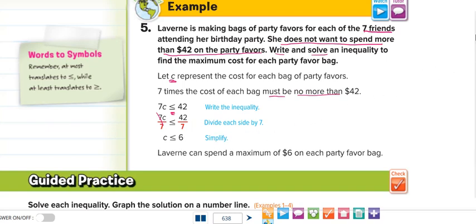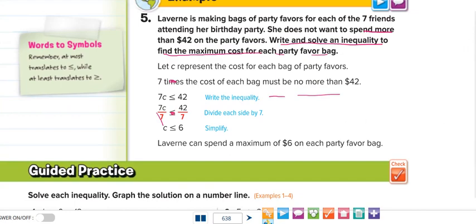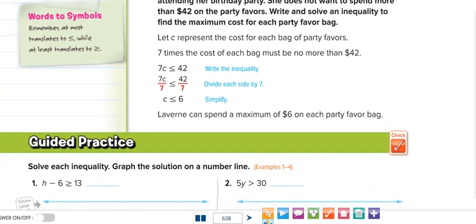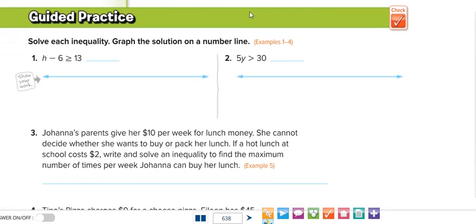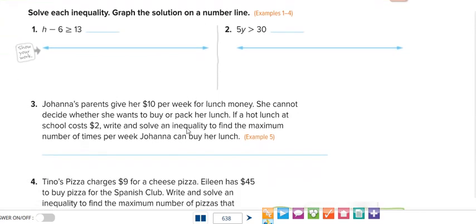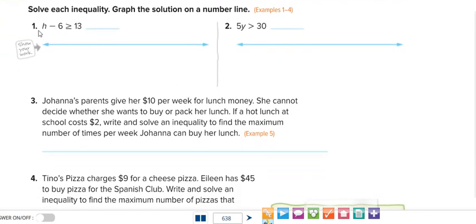Now let's try to solve together some guided practice problems. And I know that some excellent students have finished the guided practice right now. So let me explain these problems for everyone.